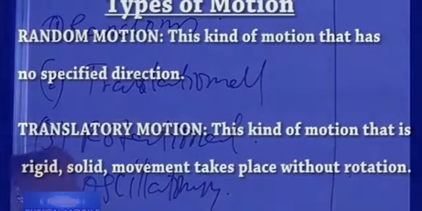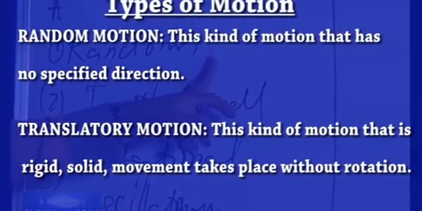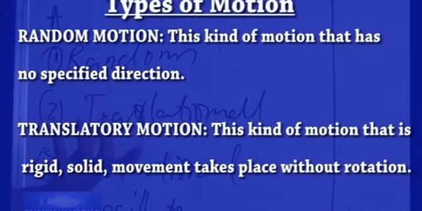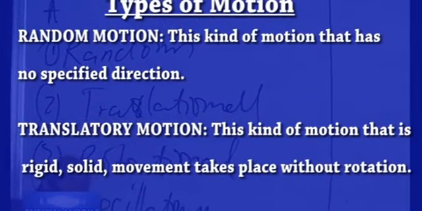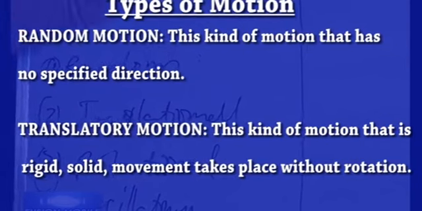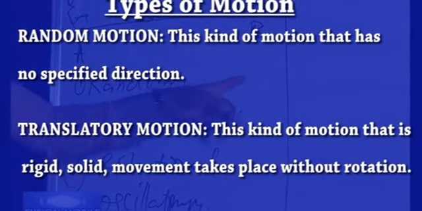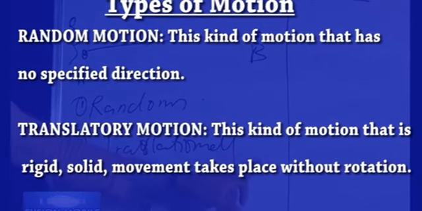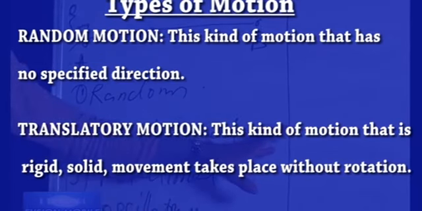The first one, which we call random motion, is a kind of motion that has no specified direction. Example, if you fill a balloon and throw it into thin wind, you cannot specify the direction in the next 3 seconds. While translational motion has its own basic character.